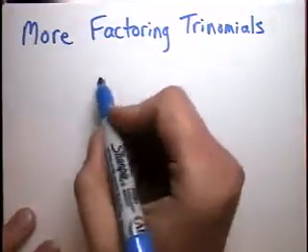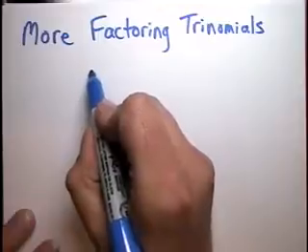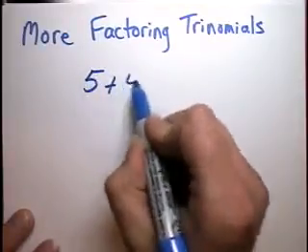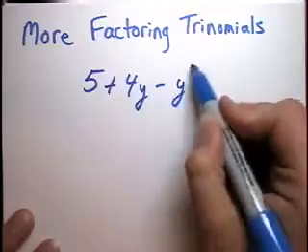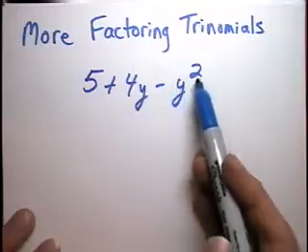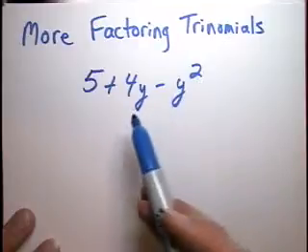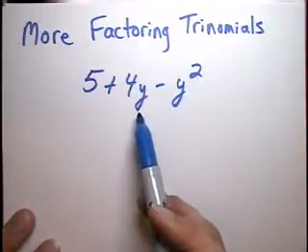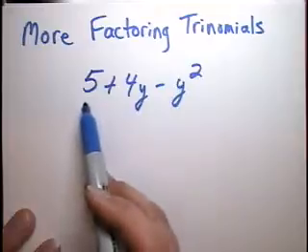Let's look at another trinomial problem that we want to factor. Let's take the terms 5 plus 4y minus y squared and factor it. The first step on the factoring trinomials worksheet that you have says to rearrange, if needed, to match the given form. What that means is that I want the squared term to be listed first, the variable term that's not squared in the middle, and the whole number constant with no variable on the end.